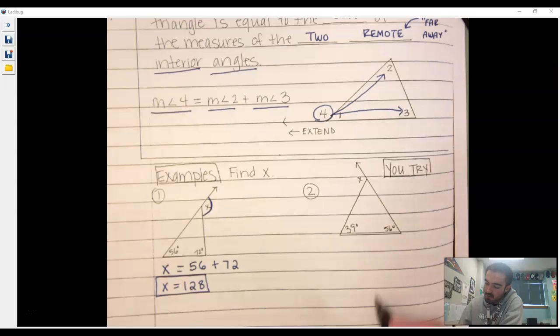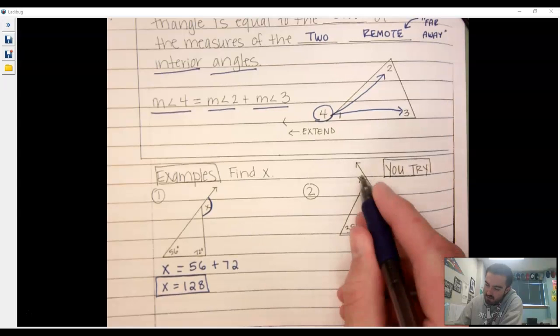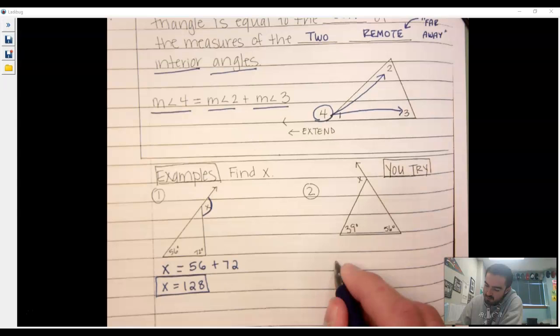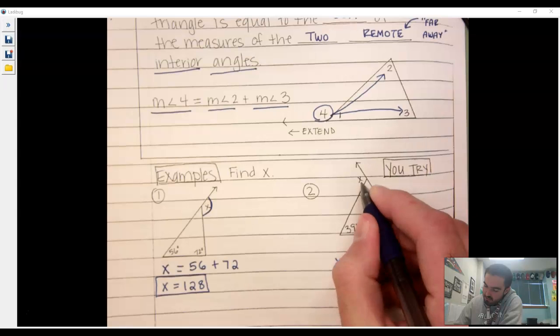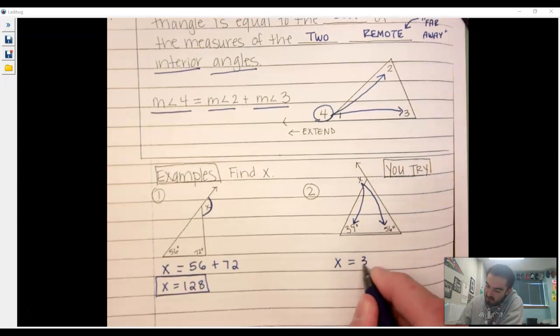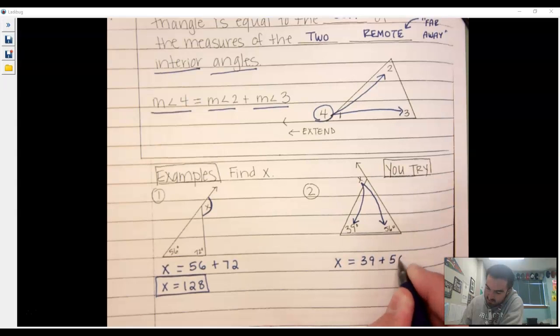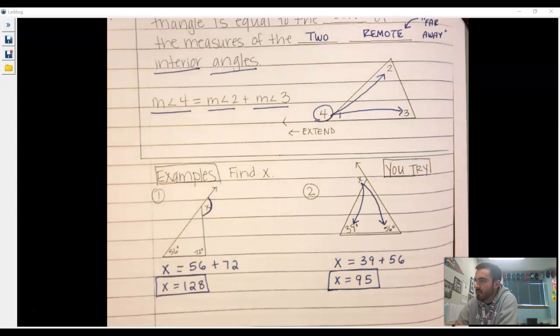Okay, so hopefully you paused it and were able to try this. Let me show you what happened. So x is still my exterior angle. So x would equal the sum of my two remote interior angles. See how they're across? They're far away. 39 plus 56 would be 95. Cool.